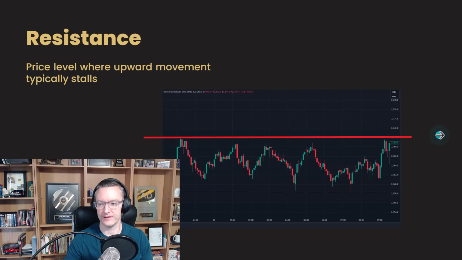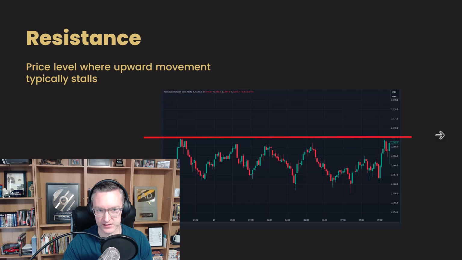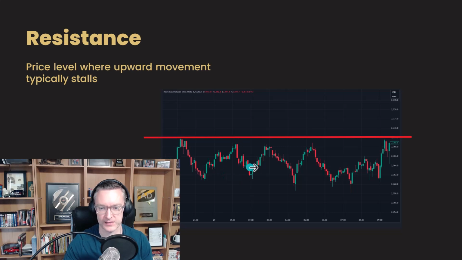The antonym, the opposite of that, is resistance. So again, support, floor; resistance, ceiling. This is typically where the upward movement can stall. So again, it's the same chart. There's a support and there's a resistance here. I drew a green line here for you to see the support. The ceiling is where the price seems like it keeps hitting and bouncing back down. And some people will try and trade this.